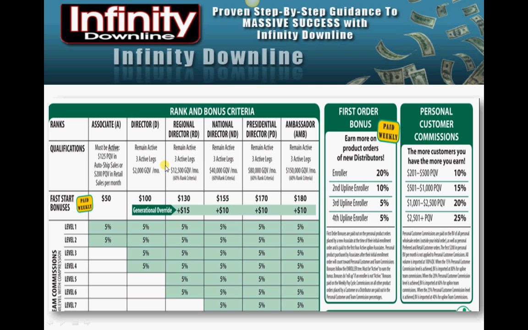But we look at all this stuff. If you get up to the director level, you've got to have 2,000 in volume. You get to earn off 4 levels. If you get 12,500, you get to earn off 6 levels, and so on and so on. But you're only earning 5% off those levels in the overall compensation plan.